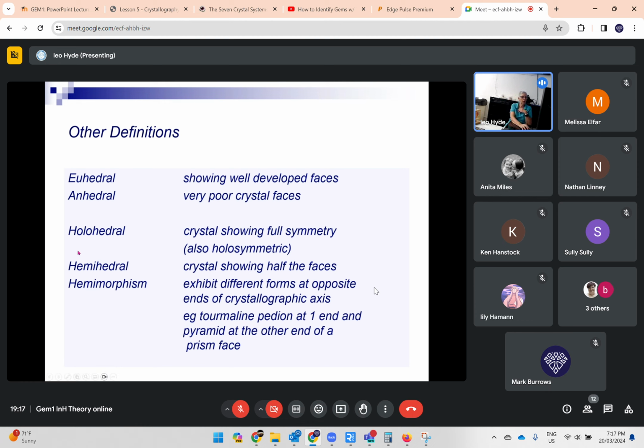And holohedral means it's got all of the full symmetry, which we will get to in a minute. Hemi means half, so you're only showing half the crystal faces that it could show. Hemimorphic means the form, okay? So you can have different forms at the opposite ends of a crystal, like tourmaline.